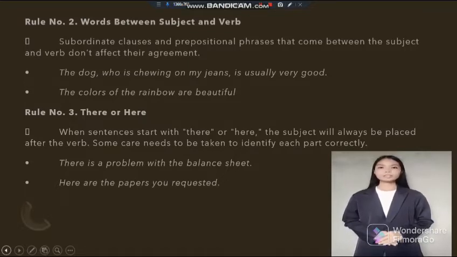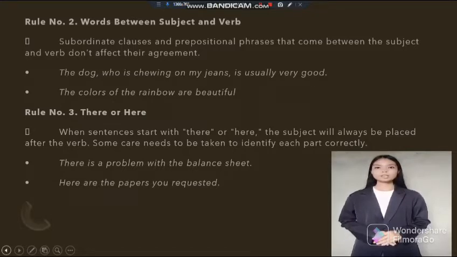Rule number 3, there or here. This explains that when sentences start with there or here, the subject will always be placed after the verb, and some care needs to be taken to identify each part correctly. For example, there is a problem with the balance sheet. The subject in this sentence is the balance sheet that comes after the verb is. Another example, here are the papers you requested. The subject in this sentence is the papers that comes after the verb are. These sentences start with there and here, so the subject will always be placed after the verb.